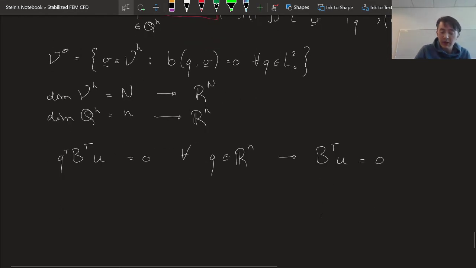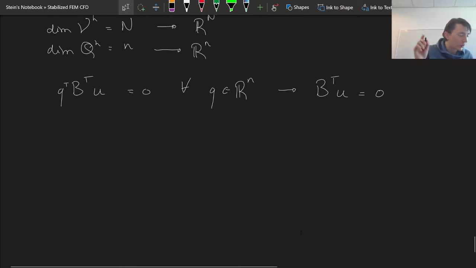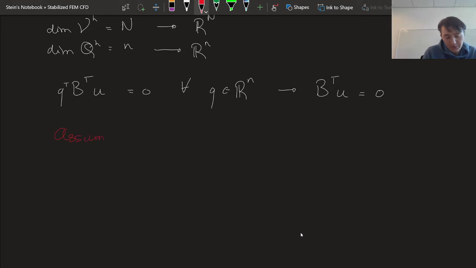Okay, so now I'm going to make the big assumption, and that's actually going to be the key at the end. I will assume the following. We assume that BT has n, small n, linearly independent rows.